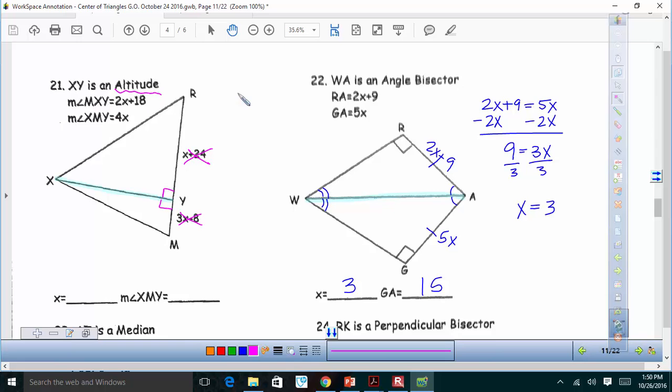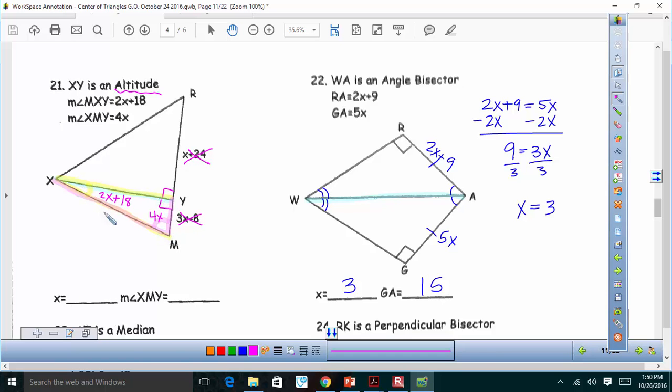It tells me MXY, and I'm going to highlight this so I can see it. So we're looking at angle MXY. So if I go from M to X to Y, it tells me this angle right here is 2x plus 18. Then it tells me that XMY, so if I start at X, I go to M, and I go to Y. I connect these two sides. It's talking about that angle right there is 4x.